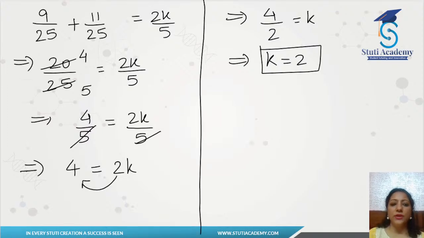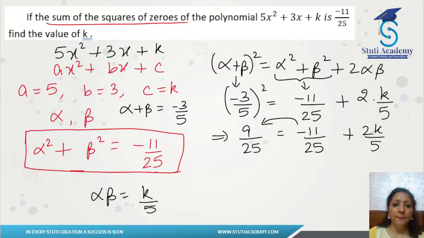Children, I am repeating this question right from the beginning. I'm explaining. If the sum of the squares of the zeros of the polynomial 5x square plus 3x plus k is 11 upon 25, we have to find the value of k. So the polynomial given to us is 5x square plus 3x plus k. We are going to compare this with ax square plus bx plus c. So a is 5, b is 3 and c is k.